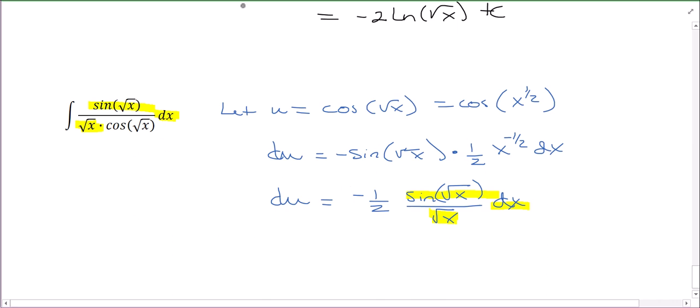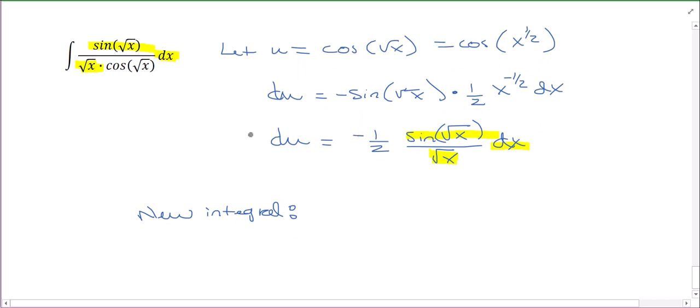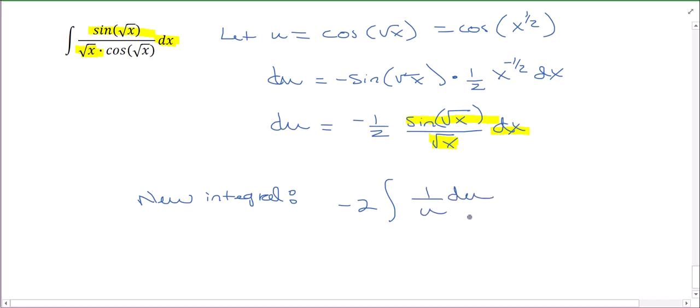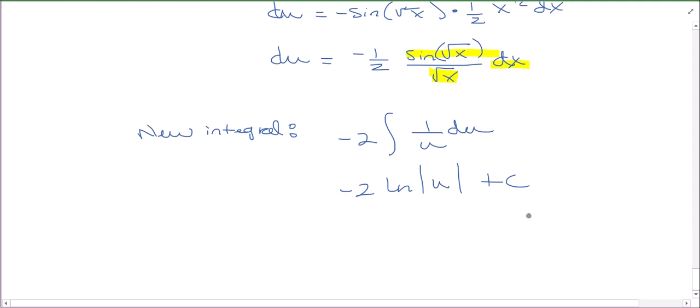So what is our new integral with this substitution? Well, I don't have the negative 1/2, so multiply both sides by negative 2. So I'm going to have negative 2 times the integral of just 1 over u du. So notice that with that bolder substitution, I got to my answer a lot faster. And so this becomes minus 2 ln of u. U was the cosine of the square root of x.